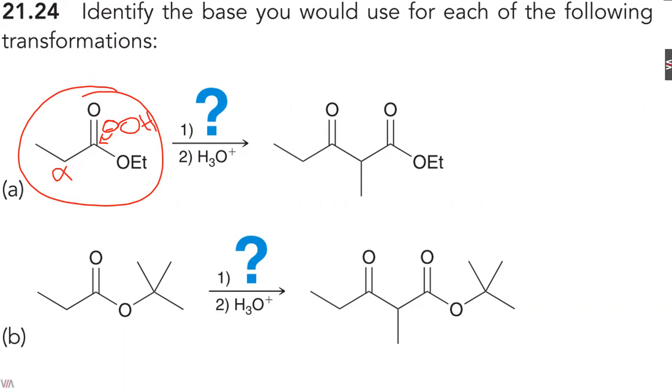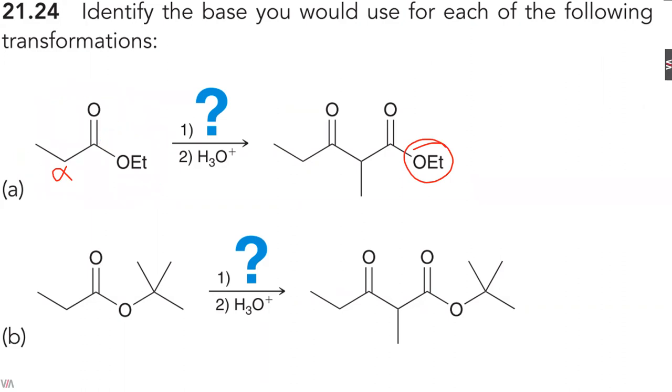So when we do these Claisen condensations, we have to pick our base carefully so that it matches what we already have as our ester. Basically, whatever the leaving group is on your ester, that's what you have to use as your base. So we would have to use ethoxide as our base in this case, because if it does attack that carbonyl carbon and goes through a substitution reaction, you get the same product out that you started with.